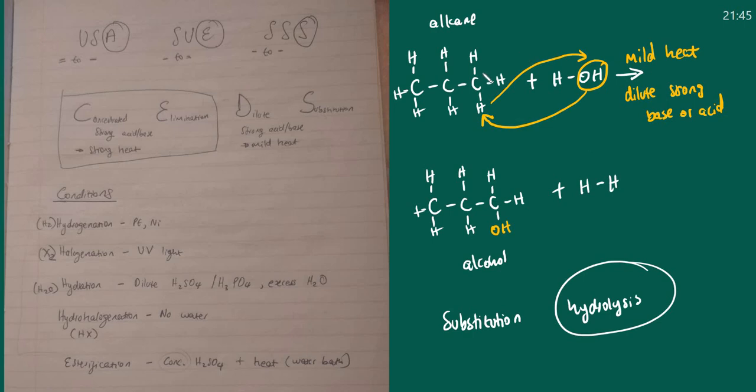Speaking of concentrated, the last type of reaction is esterification. For esterification, you must just know that you need concentrated sulfuric acid and heat. These are the conditions for esterification you must know. Remember, in esterification we are adding an alcohol plus a carboxylic acid to form an ester. How does that one work out?